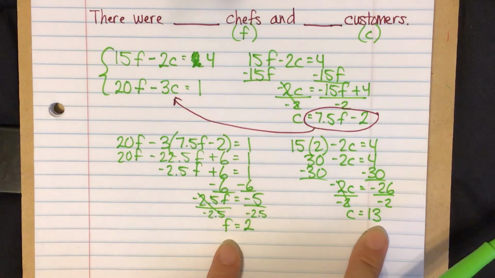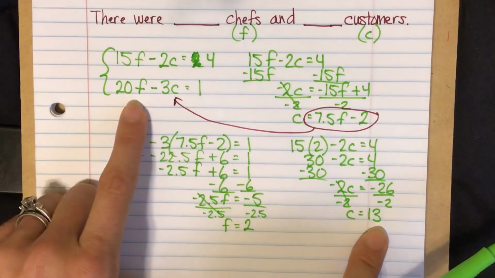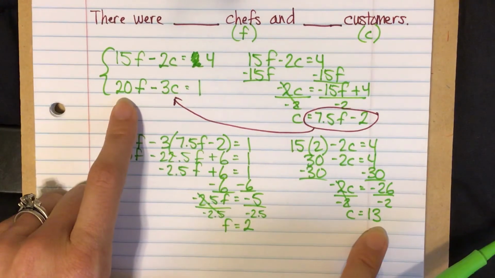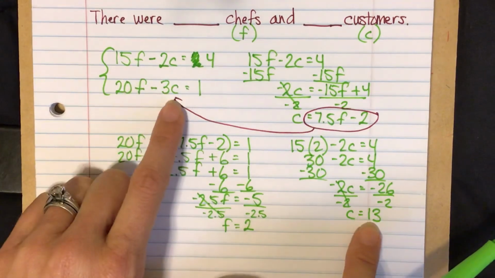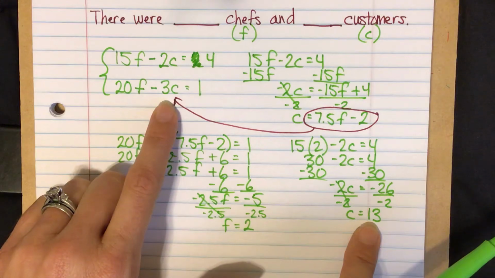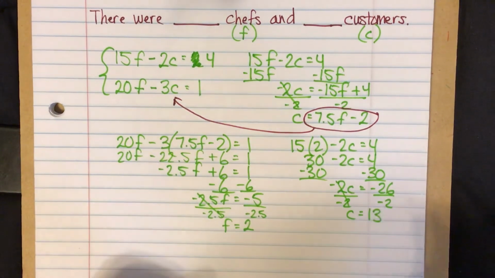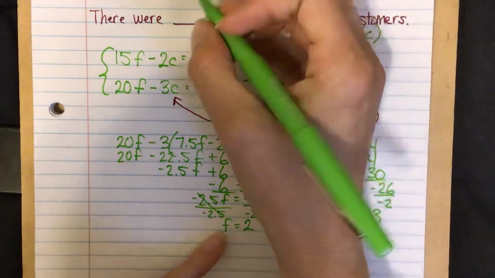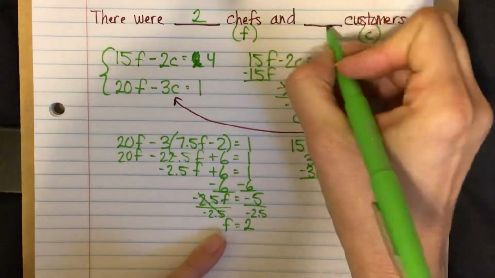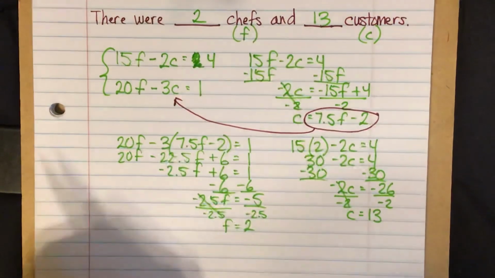Let's just make sure that that works. If we plug it in here, this would be 40. Plug in 13, this would be 39. So 40 minus 39 is 1. Okay, so I do believe that this is the case. So we can say there were 2 chefs and 13 customers.